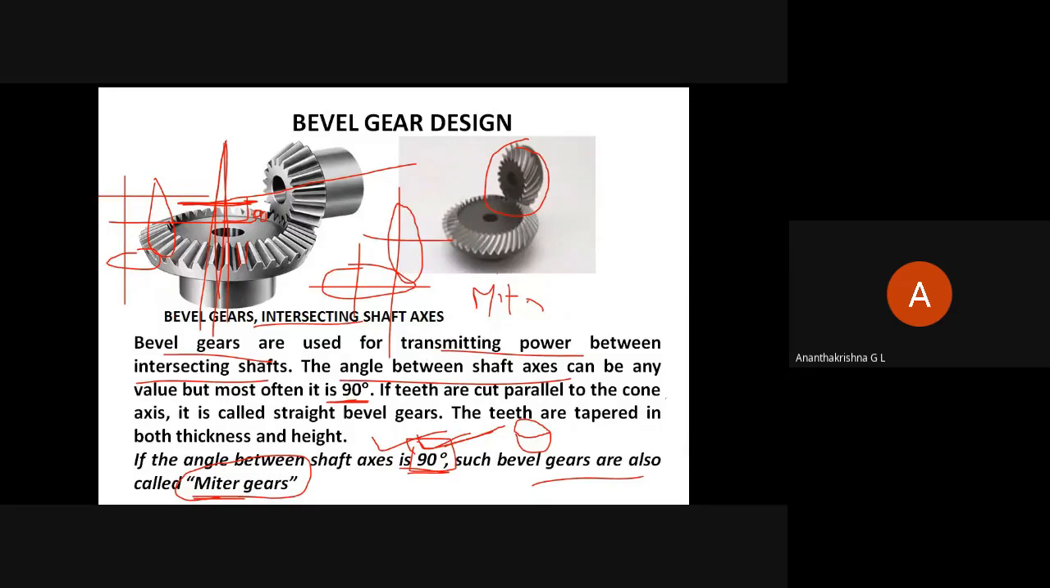Note down this sentence. Note down the first sentence, and note down whatever I have shown in the inclined one. Please note down that. And one more important thing is the teeth are tapered in both thickness and height.